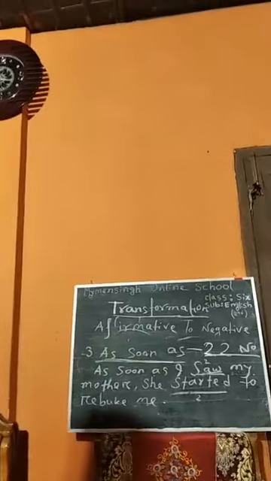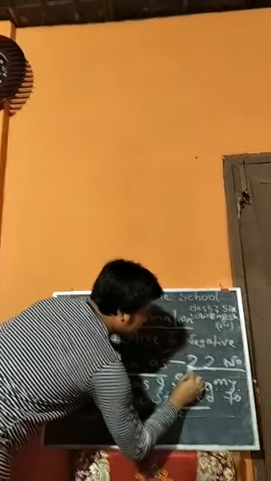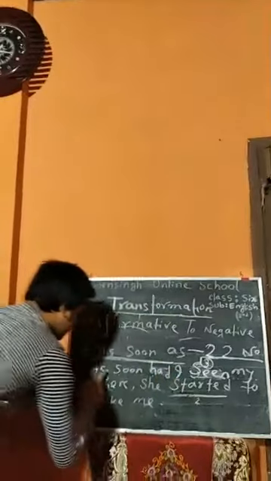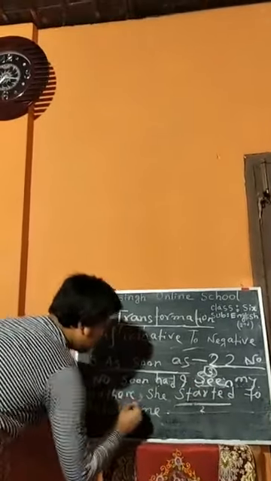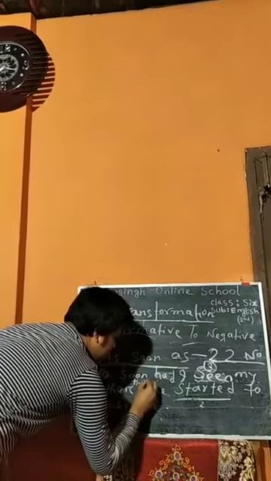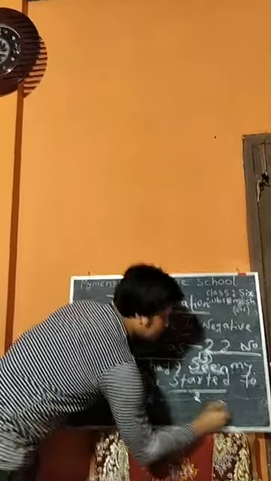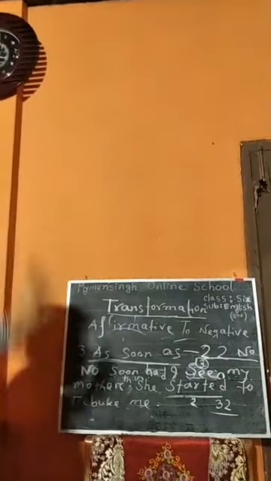What will be the answer? The answer will be, no sooner had I seen my mother than she started to rebuke me. Here, we have to use seen, the past participle form. That means three, with three. No sooner had I seen my mother, here we have to use than, T-H-A-N, not T-H-E-N. She started. Started is in past form. That is why we can call it the 3-2 long rule. That means as soon as is 2-2, no sooner had is 3-2. I think you have understood. You can change it in such a way. We have completed these three rules.